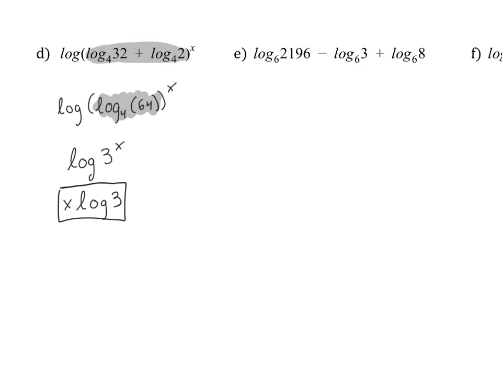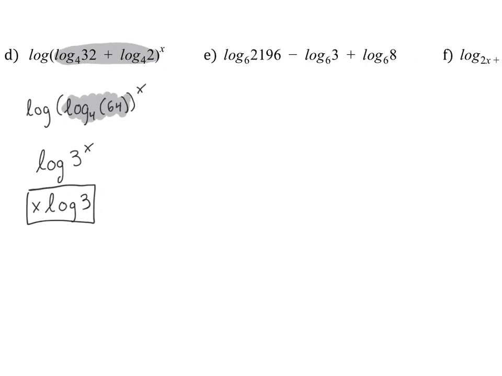Okay, let's look at this next one. Here we have log base 6 of 2,196 minus log base 6 of 3 plus log base 6 of 8. So we can actually condense this into a single logarithm using our product and quotient property. So here I'm going to write a single logarithm.